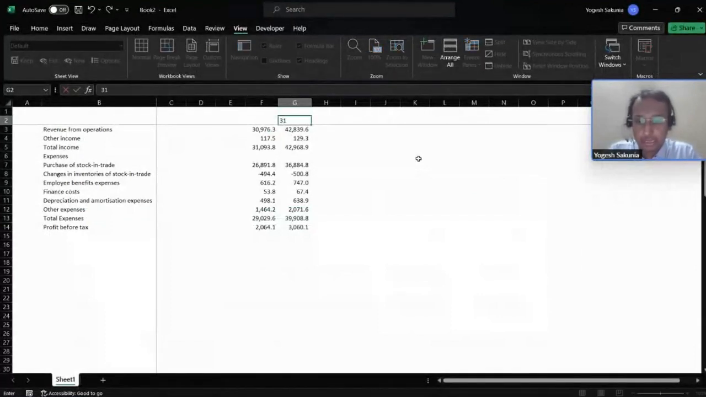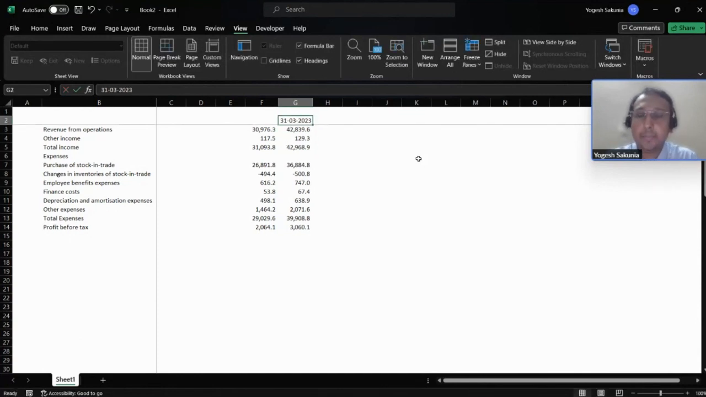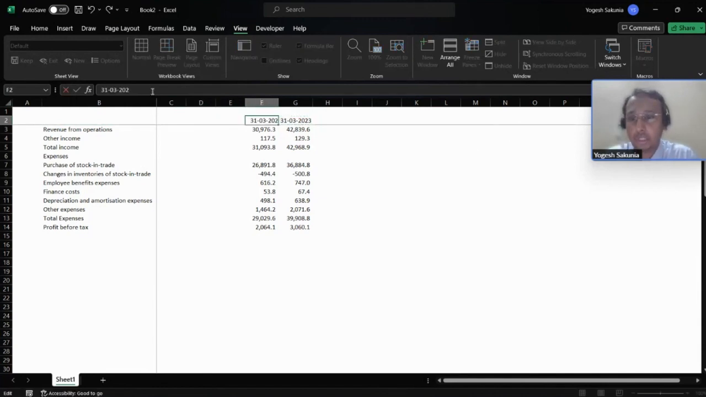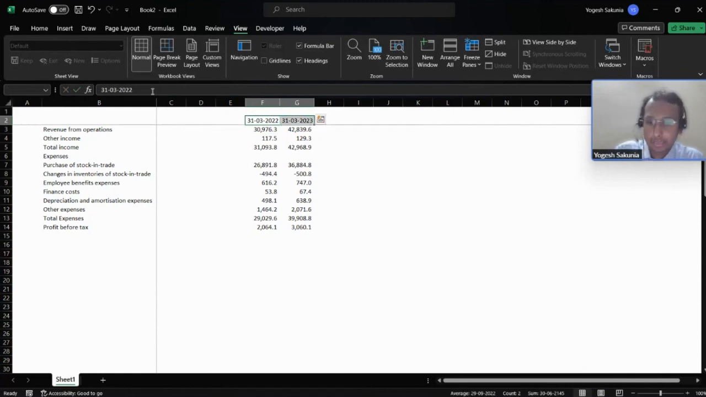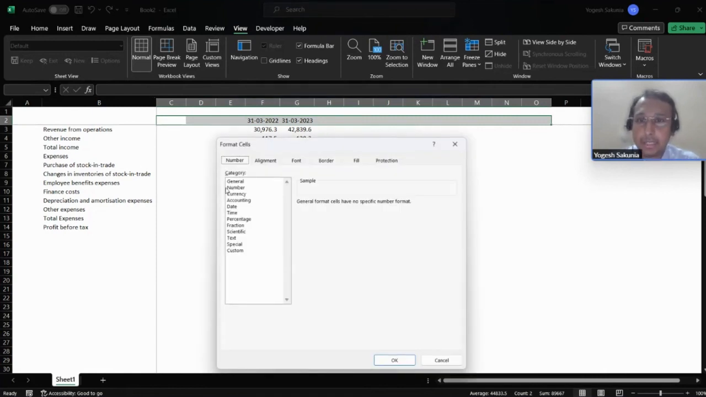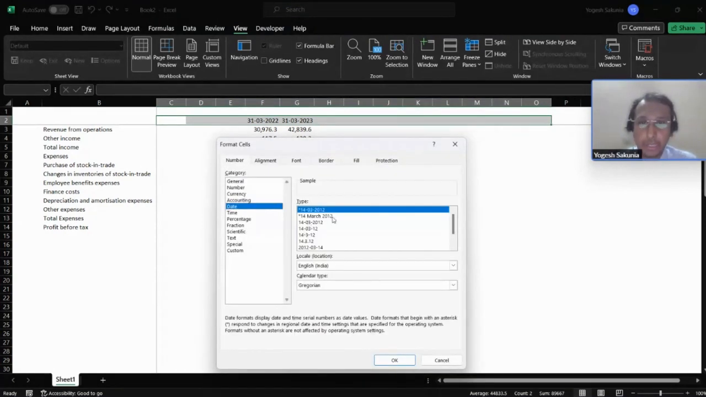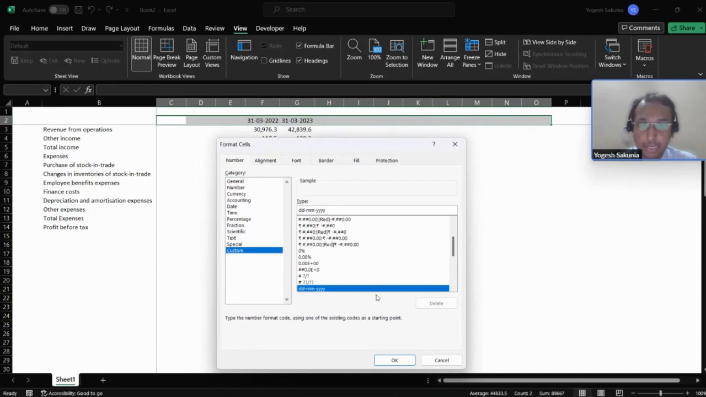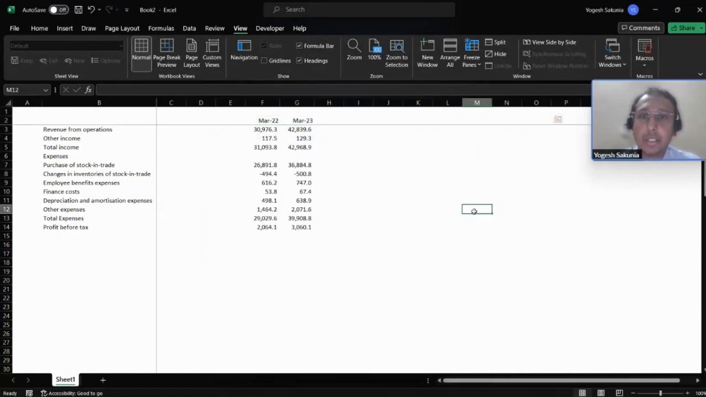So this is 31st March 23. This is 1 year prior to that, 31st March 22. Right. We'll just format the cells here. A bit of formatting we will have to do. It's not that we can just leave without any formatting. So you can just do a custom format as MMM dash YY. Okay, so this is there.